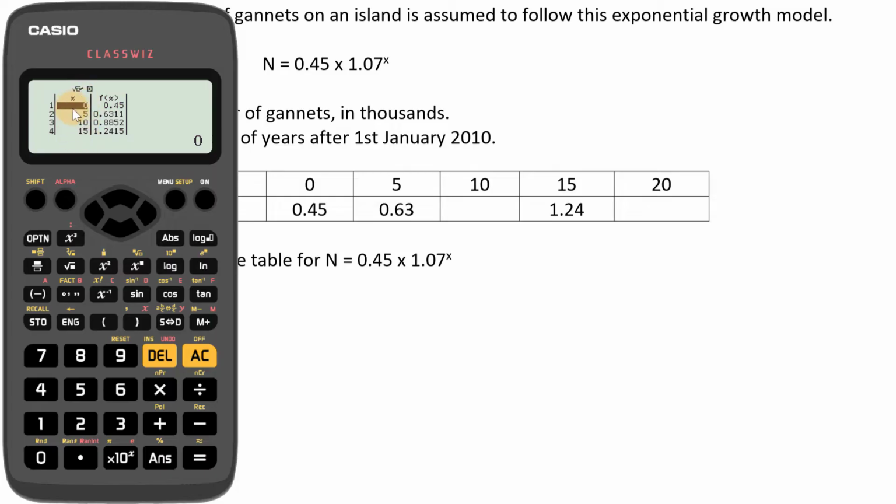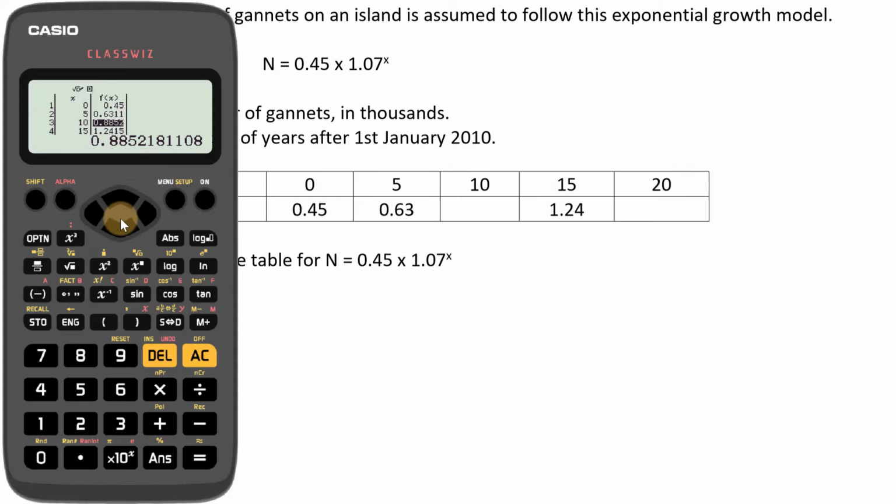The first column has got my x values. You see it's got 0, 5, 10, 15, and if I scroll down, I'm going to get the next ones as well. Next to it in the f of x column, I've got the values of the function. You should be reassured to see that the first two match up. So I've got 0.45 for 0, and I've got 0.63 and a bit more detail for 5. At 10, I've got 0.8852. All these numbers are rounded to 2 decimal places.